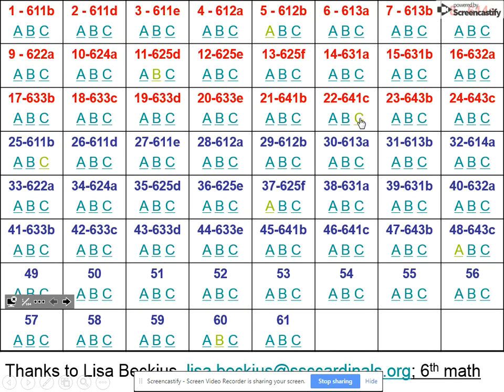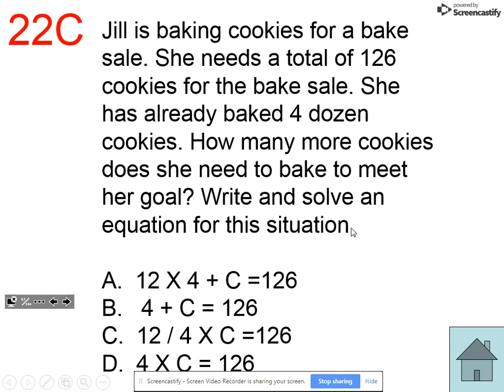Next is 22C. Jill is baking cookies for a bake sale. She needs a total of 126 cookies for the bake sale. She already has baked 4 dozen cookies. How many more does she need to make in order to make her goal? Okay, the answer here is A, because I need to multiply 12 by 4 dozen in order to see how many she's already done. And then I need to add in the amount of cookies that she still has to bake, and that has to equal 126. So again, if you got this correct, leave it alone. If you did not, please put an X next to 22C.